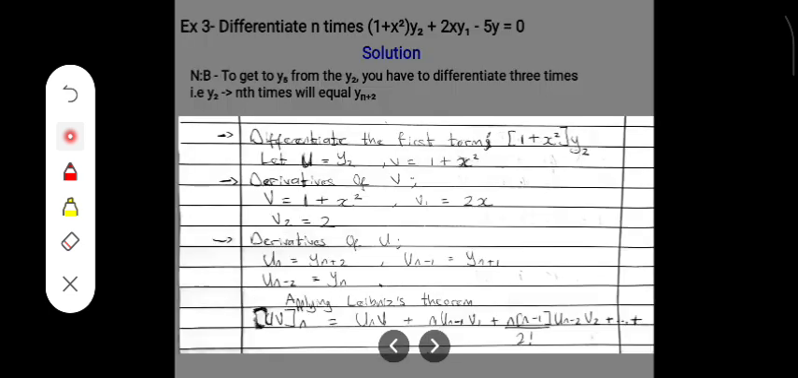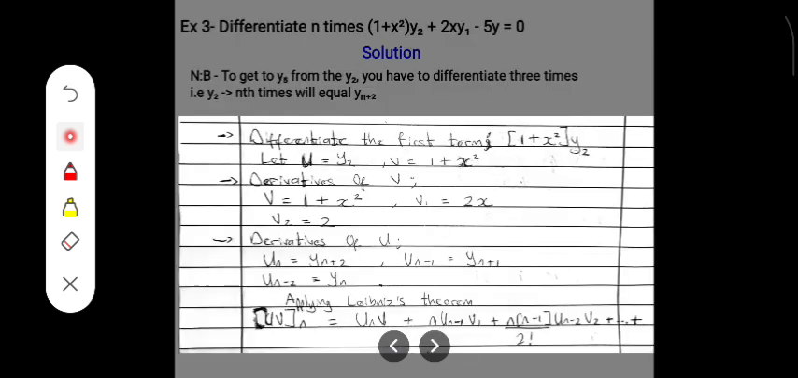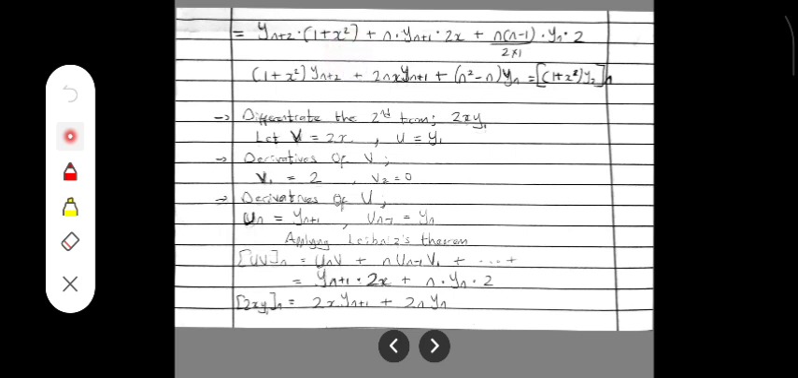So now we just substitute the values. u subscript n is equal to y subscript n plus 2 multiplied by v, which is 1 plus x squared, plus n multiplied by u subscript n minus 1, which is y subscript n plus 1, multiplied by v subscript 1, which is 2x, plus this coefficient here. In the denominator we have 2 factorial, which is 2 times 1, multiplied by u subscript n minus 2, which is equivalent to y subscript n, multiplied by v subscript 2, which is equal to 2.